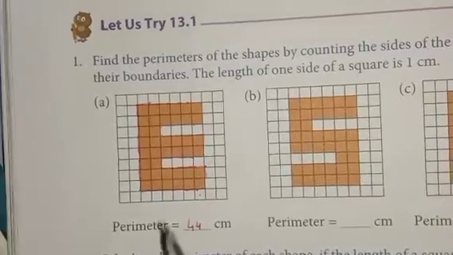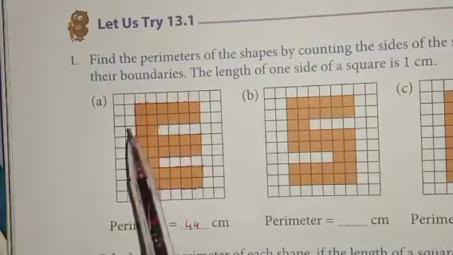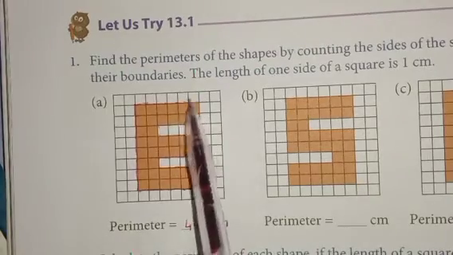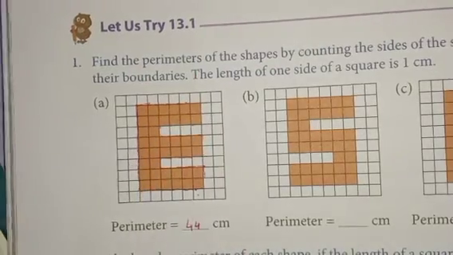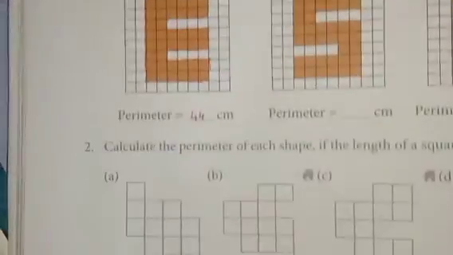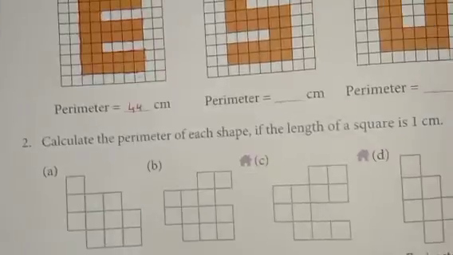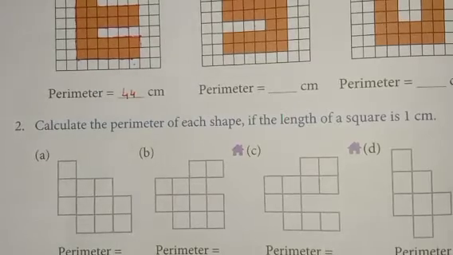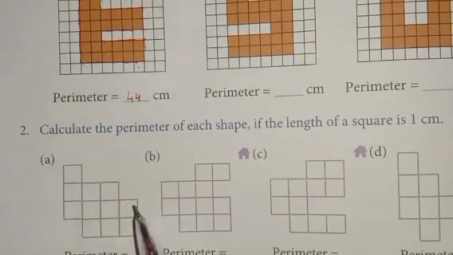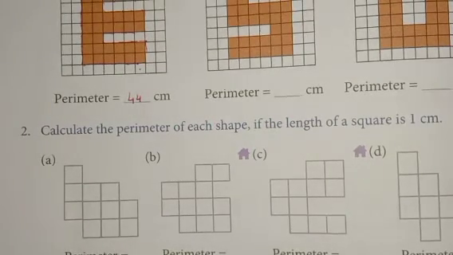Perimeter means the length of the outer boundary of this picture. The next one you can do yourself. Calculate the perimeter of each shape. The length of the square is 1 centimeter. So I have to find out the perimeter. How will you find out? The length is 1. You can start from here, the first one.